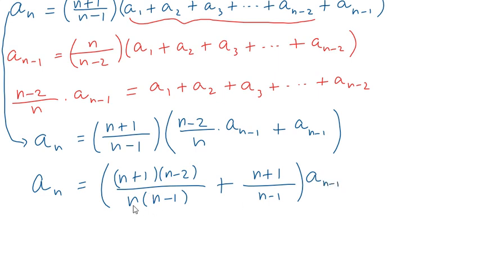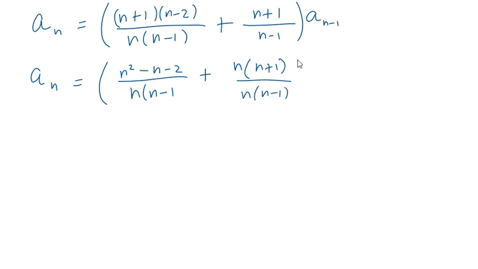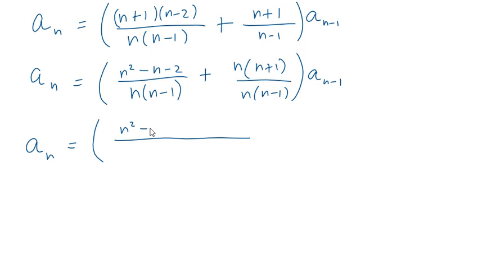Alright, now let's simplify the terms inside. So you have a_n equals, so the denominator is n times (n-1). The numerator is n squared minus n minus 2. This one, (n+1)/(n-1), is the same as n(n+1)/(n(n-1)). Okay, so a_n is equal to (n squared minus n minus 2 plus n squared plus n) all divided by n times (n-1), and then this fraction multiplied by a_(n-1).